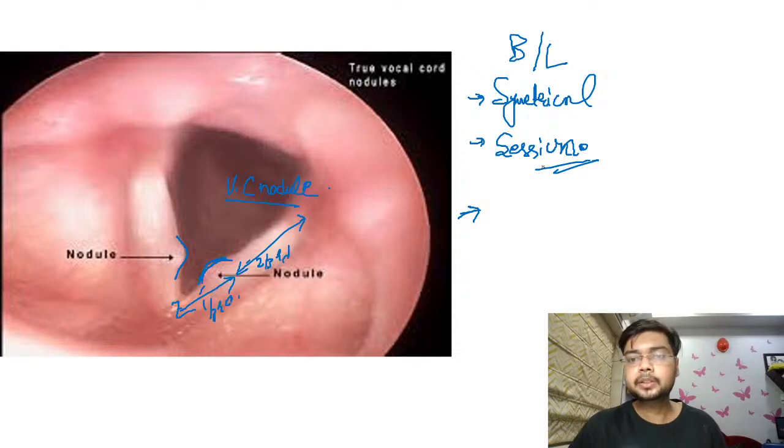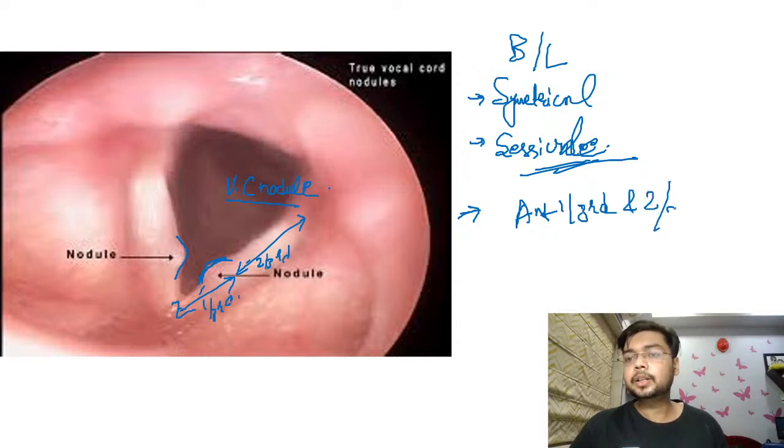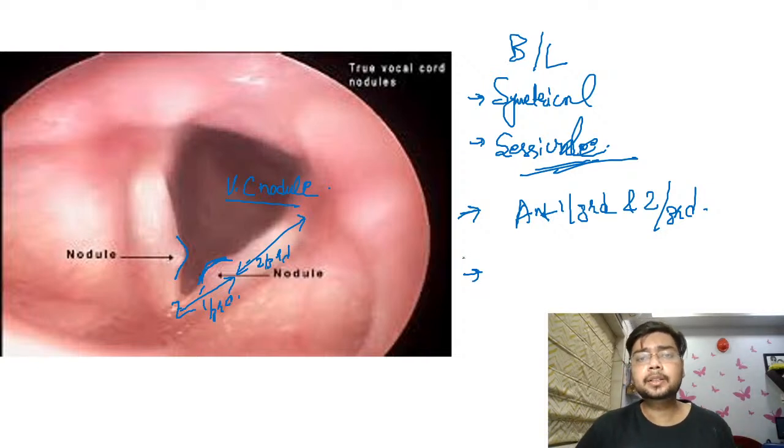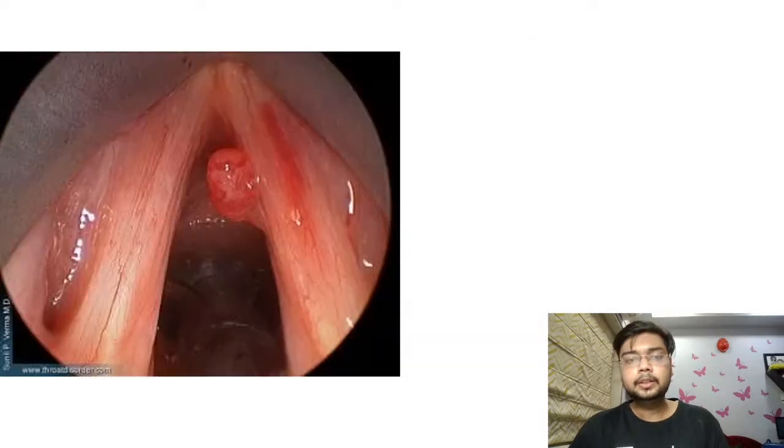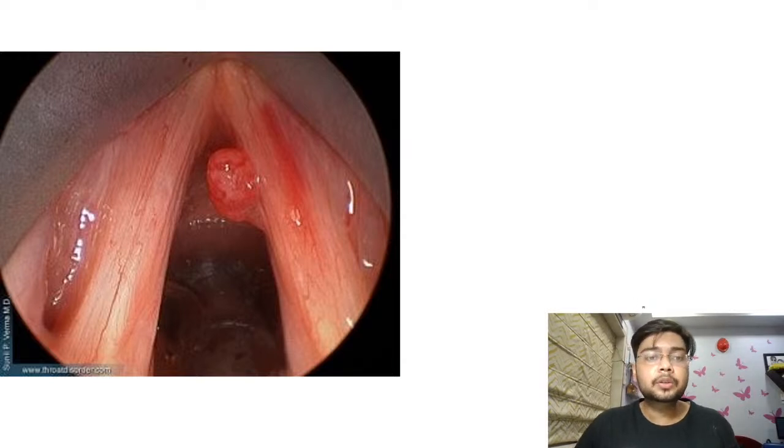So bilaterally symmetrical, sessile, and at the junction of the anterior 1/3 and 2/3, right? Mostly caused due to vocal abuse, like in teachers. So in teachers it is called teacher's nodule or singer's nodule. This is something which you need to differentiate from a vocal polyp.